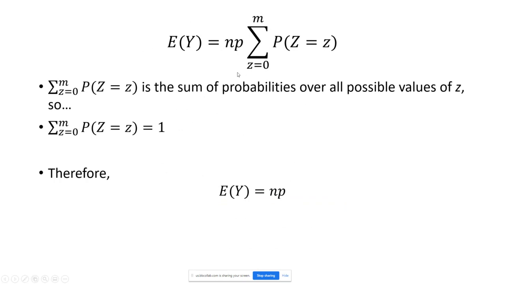So we've proved the formula for the expected value that we conjectured based on our intuition about flipping coins. Questions about this?